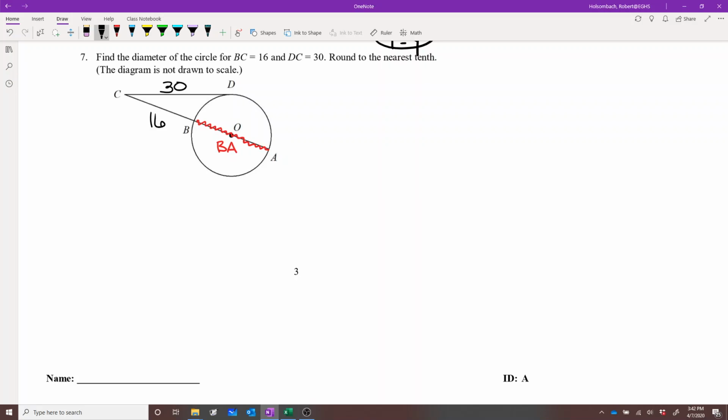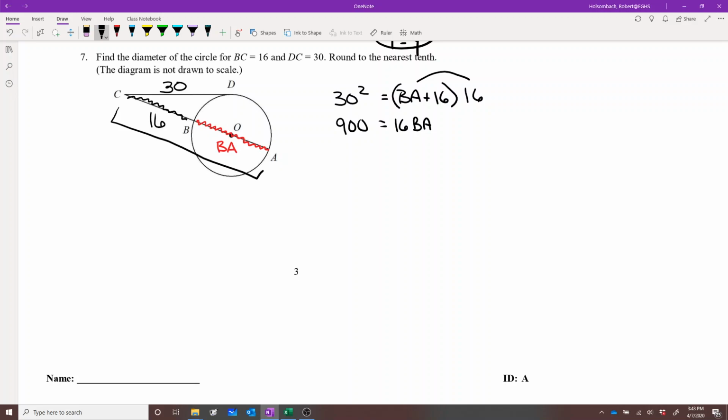Alright, so what we've got here is the tangent squared is equal to the entire secant, which is BA plus 16, times the outer portion of the secant, which is 16. So 900 will equal BA times 16, which is 16 BA, and 16 times 16 is 256.